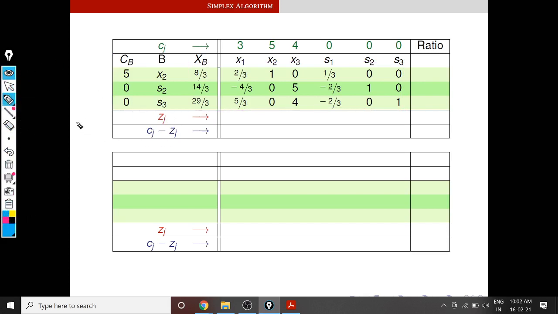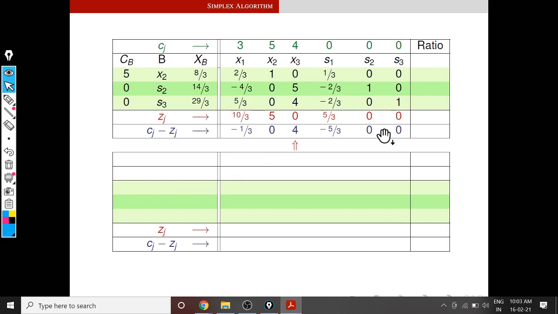Okay, that is okay. Then next you have to complete the ZJs. What is Z1? Can you tell Z1? What is Z1? 10 by 3. Yeah, 10 by 3: 5 times 2 by 3 plus 0 times this plus 0 times this. Similarly, we can calculate all the ZJs: 10 by 3, 5, 0, serially 5 by 3, 0, 0. Then take cost minus ZJ. So this becomes minus 1 by 3, 0, 4, minus 5 by 3, 0, 0.